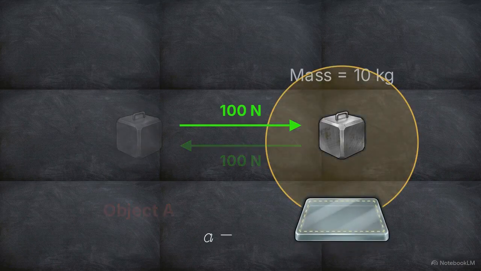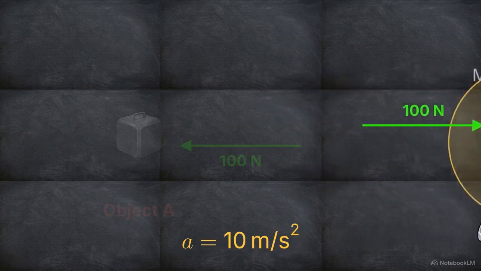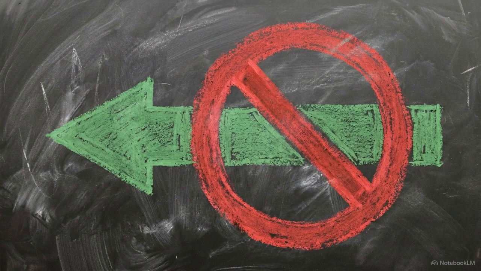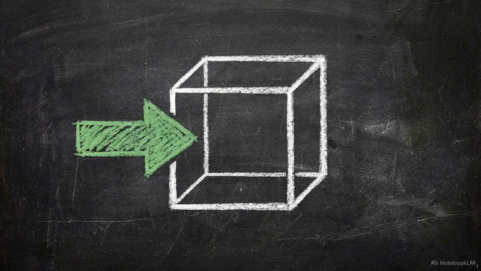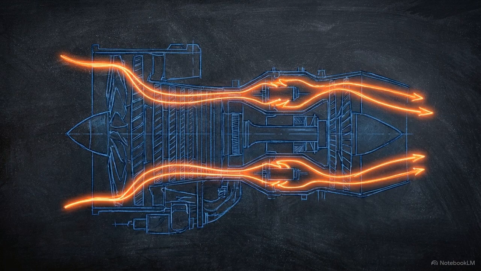Newton's second law requires us to input only the forces acting directly on body B. We divide the 100 Newton incoming force by the 10 kilogram mass, resulting in an acceleration of 10 meters per second squared. The 100 Newton force exerted by body B is irrelevant to its own acceleration. Body B moves because the force targeting it is unopposed within its own system. This principle of system isolation allows for the engineering of extreme propulsion.